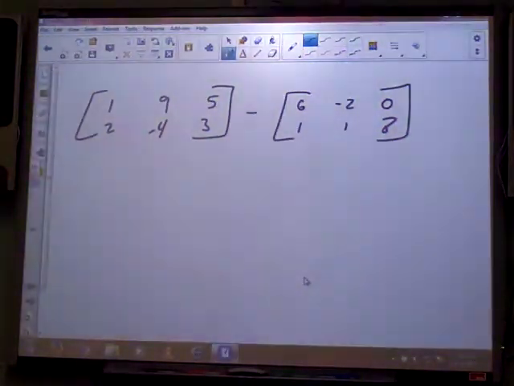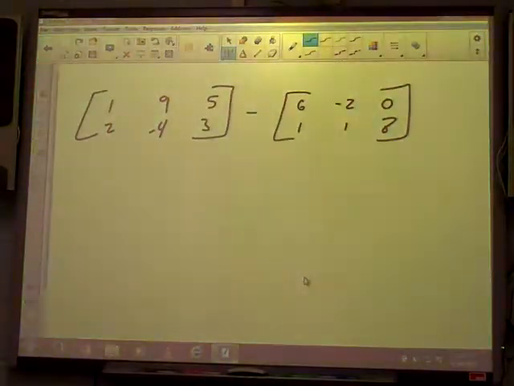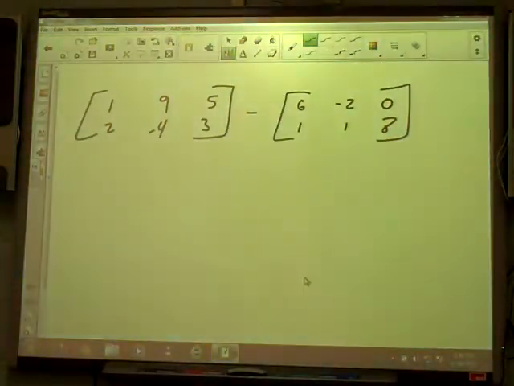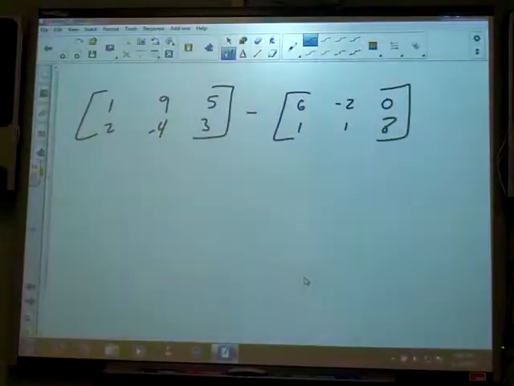So all we're going to do is subtract corresponding spots. Go ahead and do that for me real quick. Both of those matrices are 2 by 3s, so your answer matrix will also be a 2 by 3. Go ahead and subtract those real fast.